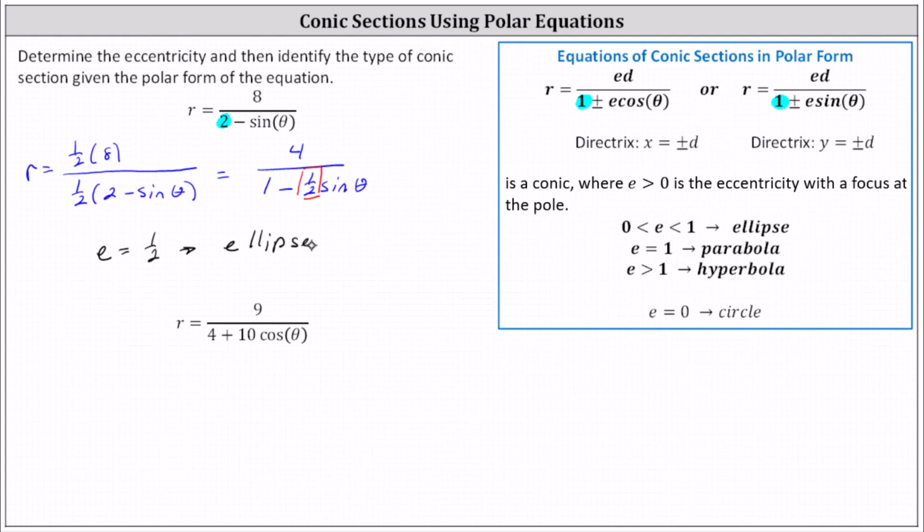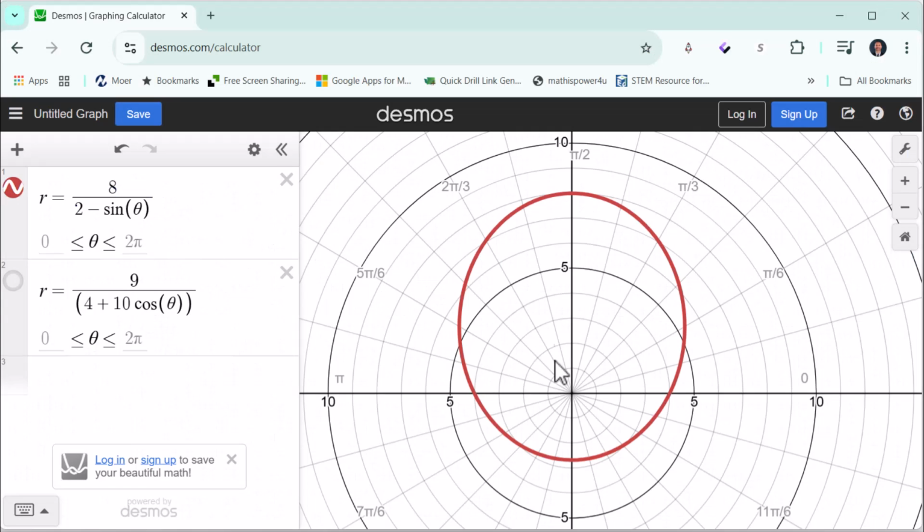And it's also true that one focus will be at the pole. Let's verify this graphically. Here we have the graph of the polar equation, which we should recognize as an ellipse, and one focus is at the pole. Let's look at our second example.